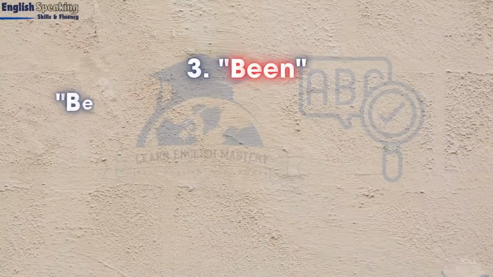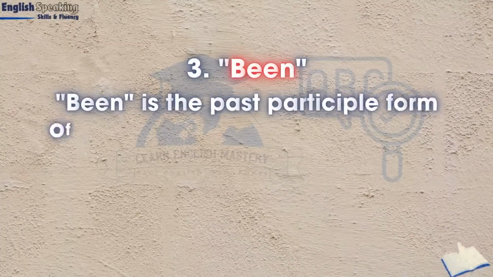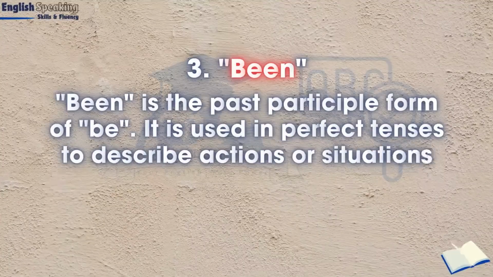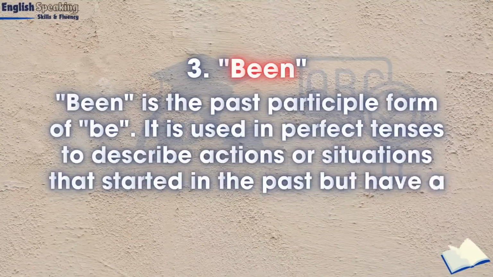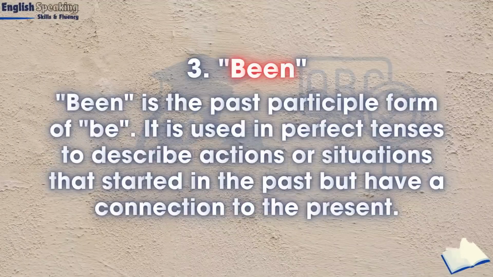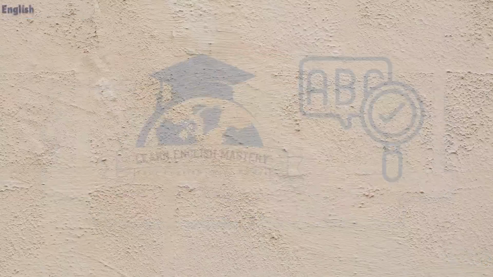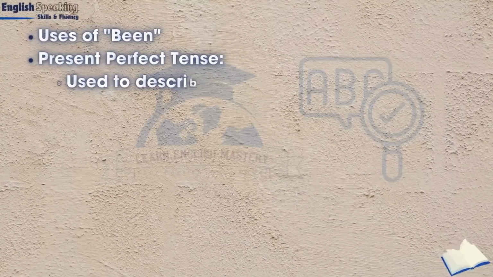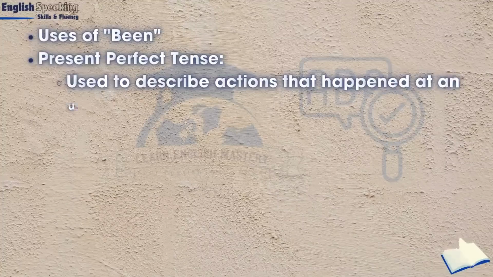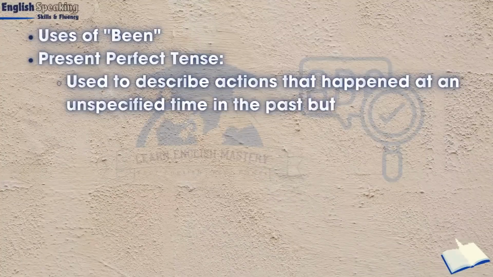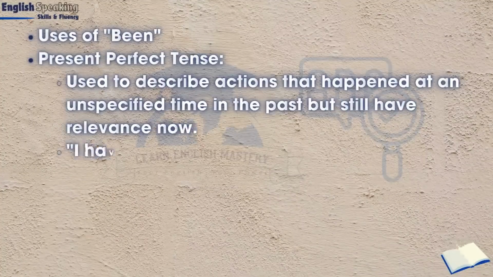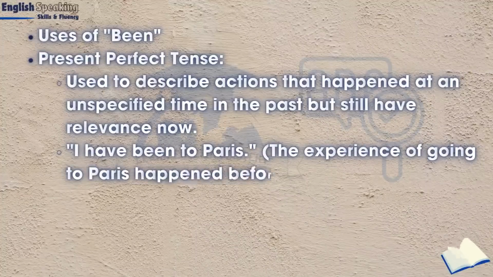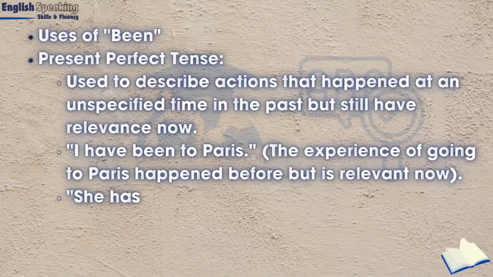3. Been is the past participle form of be. It is used in perfect tenses to describe actions or situations that started in the past but have a connection to the present. Uses of been, present perfect tense, used to describe actions that happened at an unspecified time in the past but still have relevance now. I have been to Paris. The experience of going to Paris happened before but is relevant now.